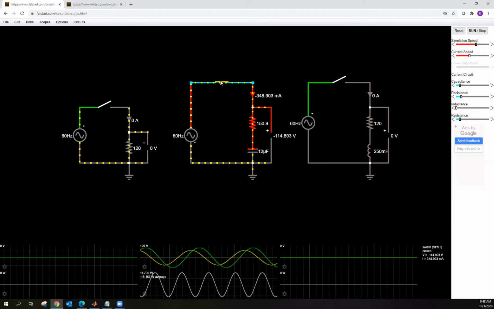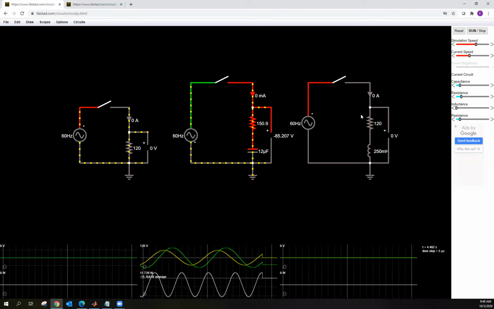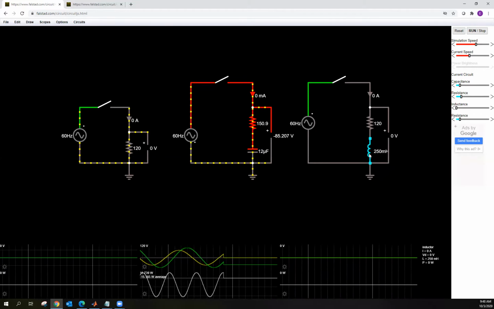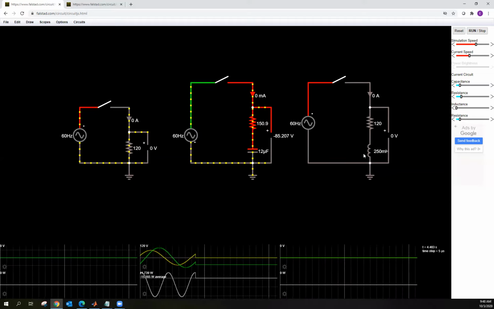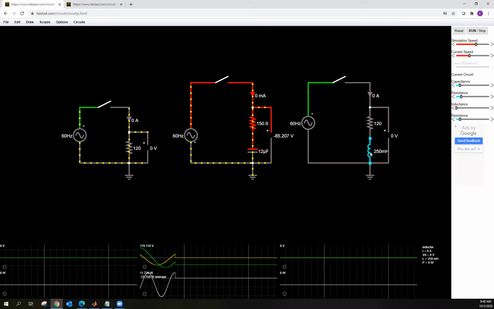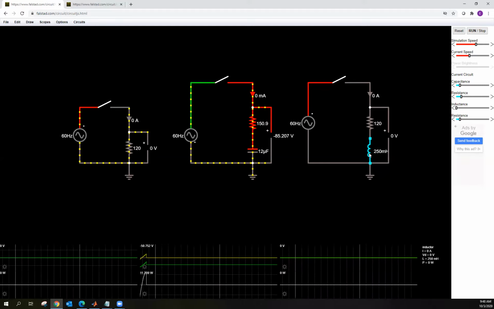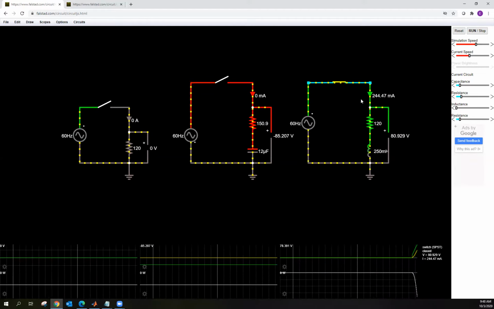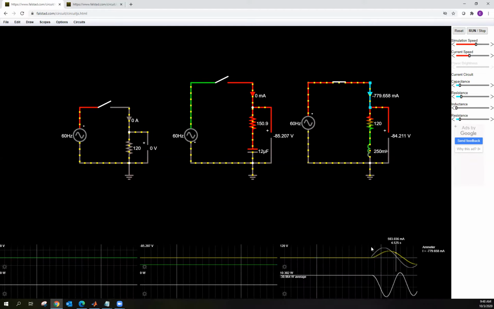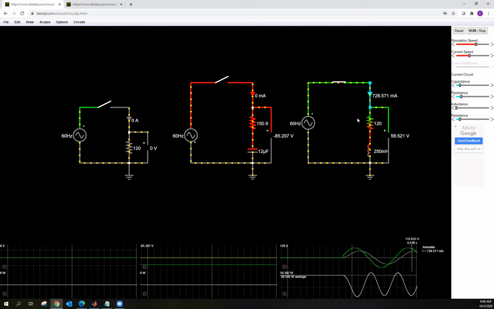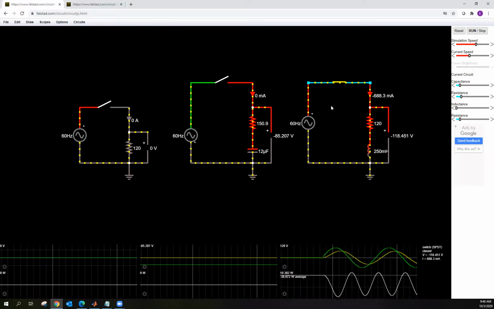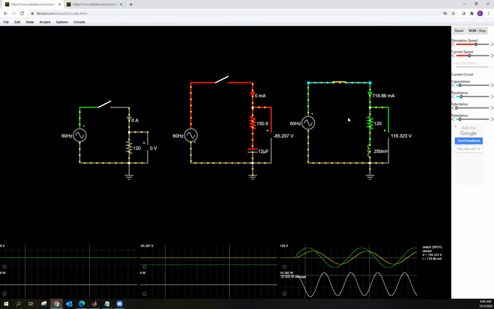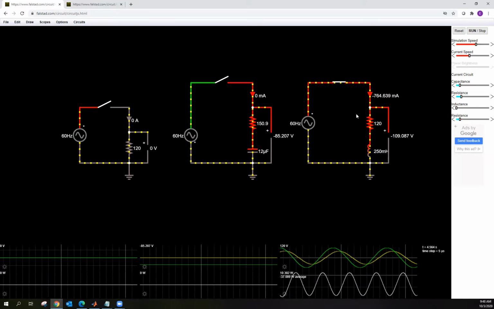Okay, so let's do this. And now let's go to the last one. The last one is an inductive element. And if you recall, the water wheel effect, that's going to create a lagging type of situation where the current lags the voltage, okay? And so when we ping this in, we see the current lagging. Look at the yellow line lag behind the green voltage, right? And you can see that the color of the voltage changes and then the current follows, right? So we have a current lagging the voltage.